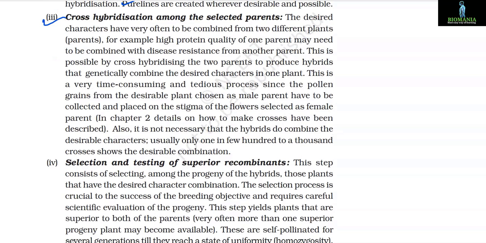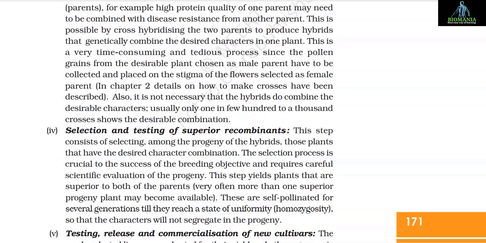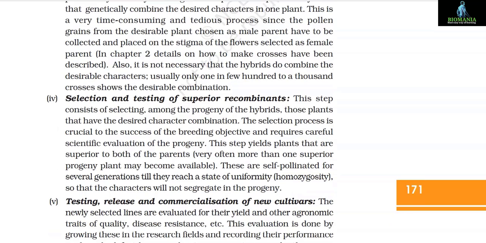plant. This is a very time consuming and tedious process, since the pollen grains from the desirable plant chosen as male parent have to be collected and placed on the stigma of the flower selected as female parent. Also, it is not necessary that the hybrids do combine the desirable characters. Usually only 1 in few hundred to 1,000 crosses show the desirable combination.